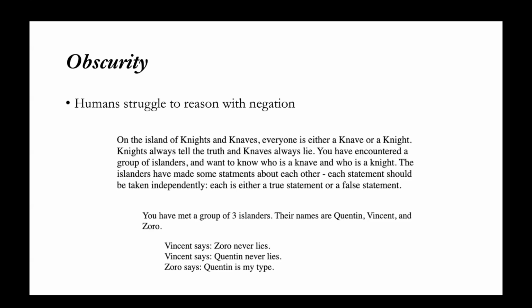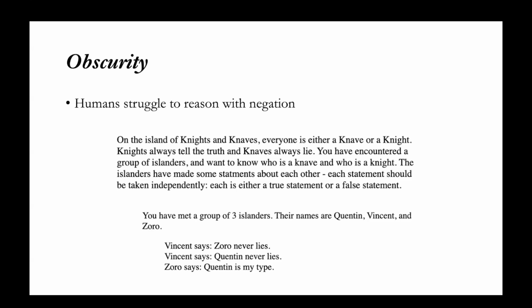Check it. You have encountered a group of islanders and want to know who is a knave and who's a knight. The islanders have made some statements about each other. Each statement should be taken independently. Each is either true or false. You have met a group of 3 islanders. Their names are Quentin, Vincent, and Zorro.